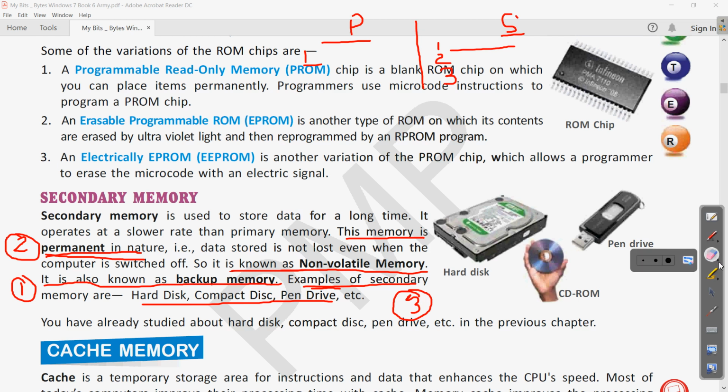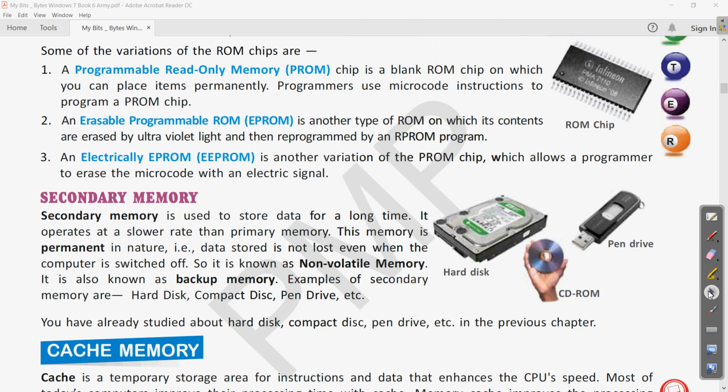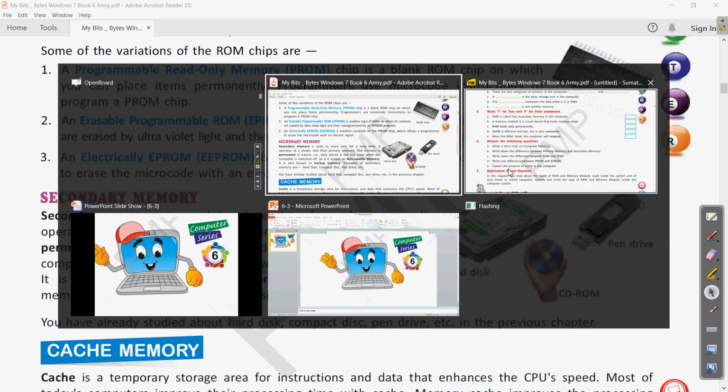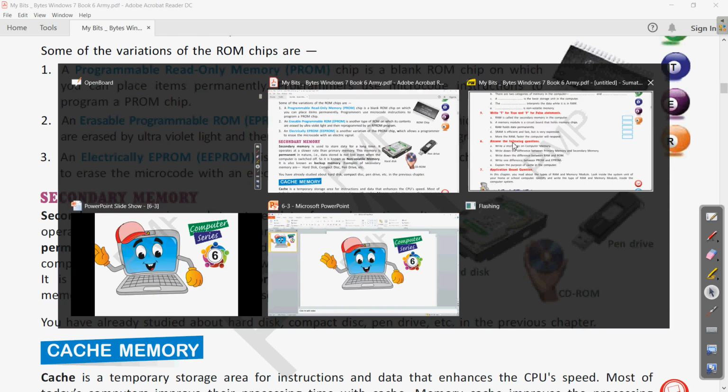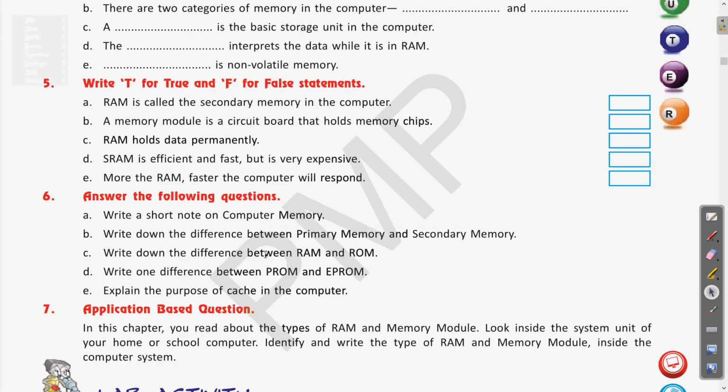Okay, now moving to the third question. Let us see what is the third question. So third question here is question number 6C. Write down the difference between RAM and ROM. Here it is that write the difference between RAM and ROM. Okay, so now let us see what are the differences between RAM and ROM.